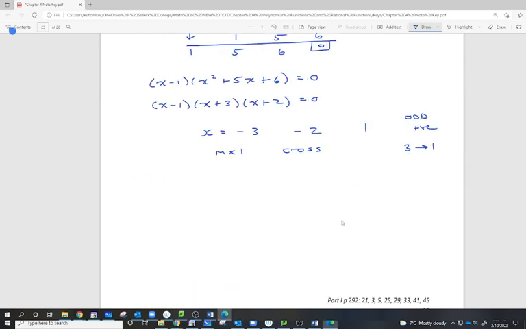Okay, so now I'm going to do my sketch. I feel like my screen's darkening. I don't know if it's doing it for you too.